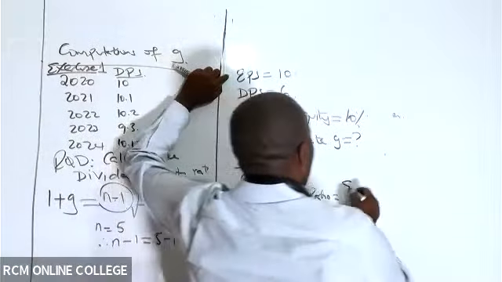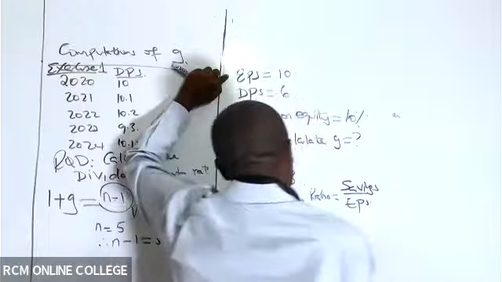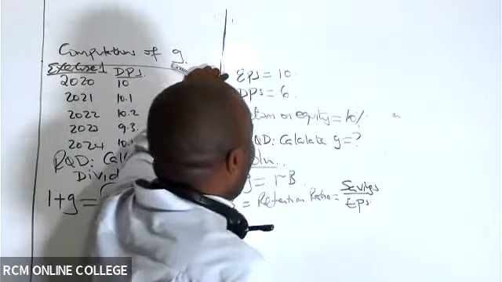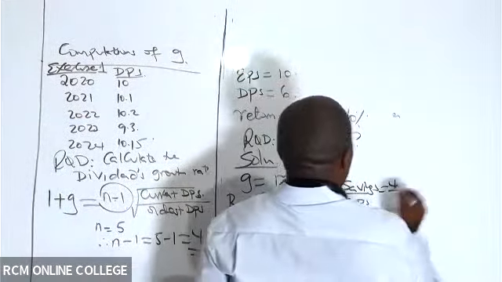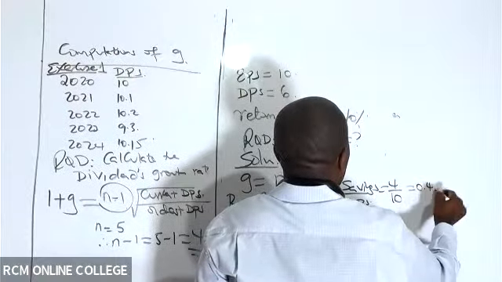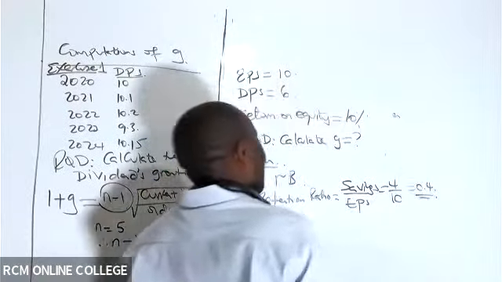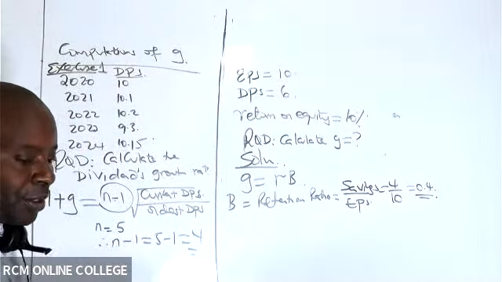So we have savings over the total earnings as the retention ratio. The savings is 4, EPS is 10, so this gives us 0.4 or 40%. A serious, very aggressive organization.